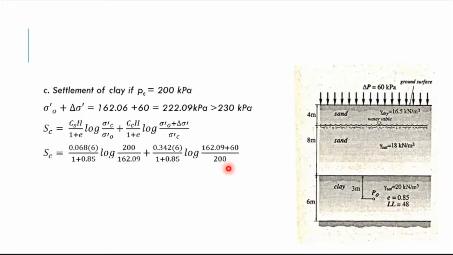The value of the primary consolidation settlement if P sub C is equal to 200 kPa is equal to 0.071 meters or 71 millimeters. And that would be the answer for the sample problem regarding primary consolidation settlement.